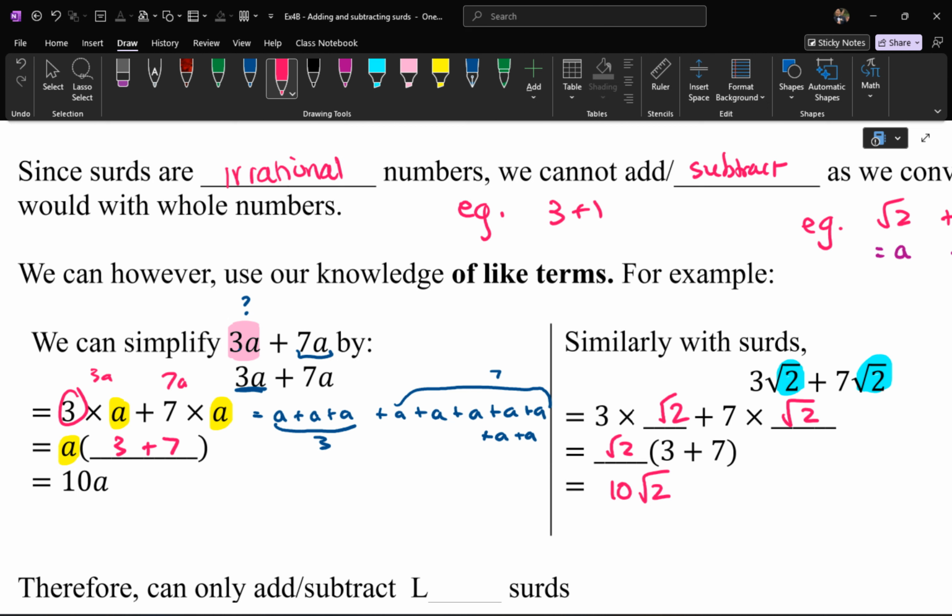And the idea is you cannot add surds that are not the same. Just like algebra, you cannot add different like terms. They have to be the same letters for you to add. So same thing with surds. You cannot add them if they are not the same surds.